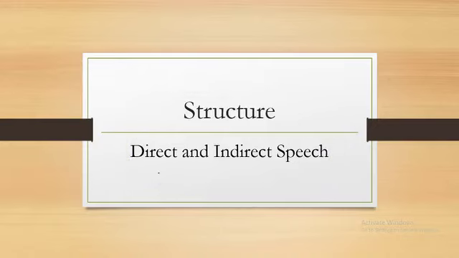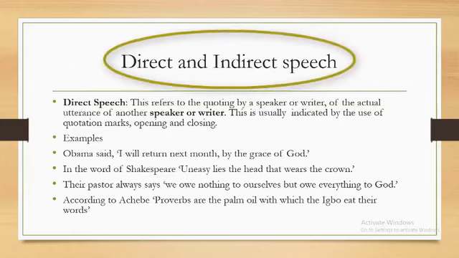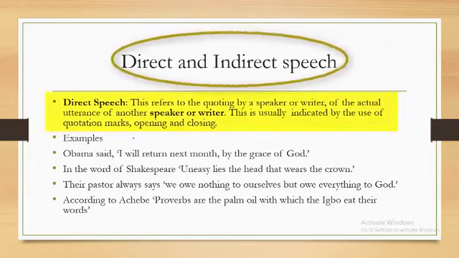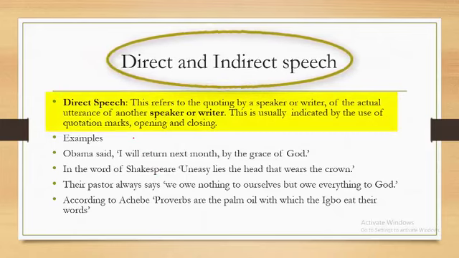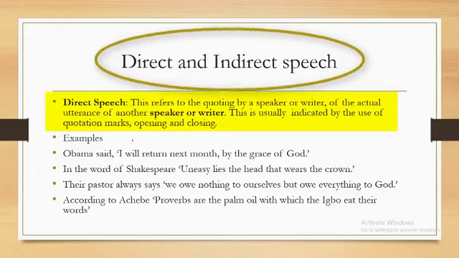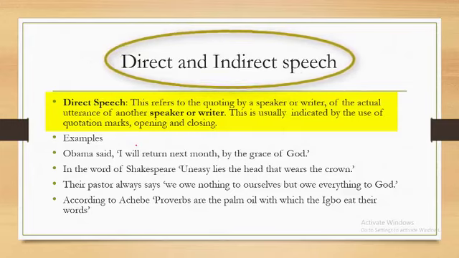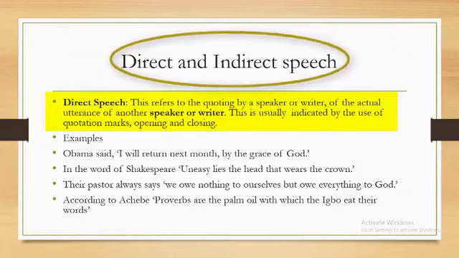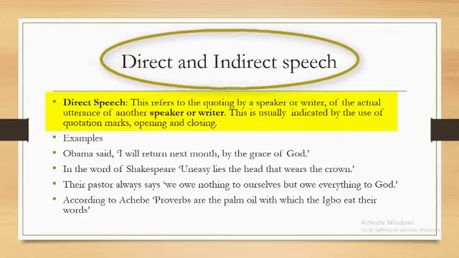Alright, so what is a direct speech? Like we said, a direct speech refers to the quotation by a speaker or a writer. That is, you say something in the exact words of a speaker or a writer. Quoting verbatim, word for word, what a speaker or writer said is referred to as a direct speech.